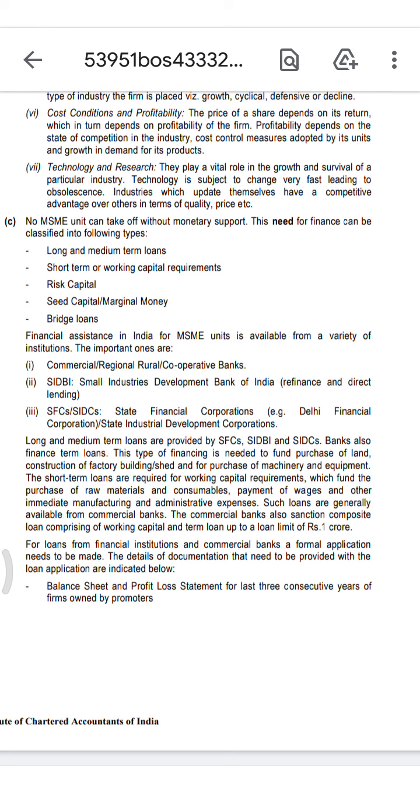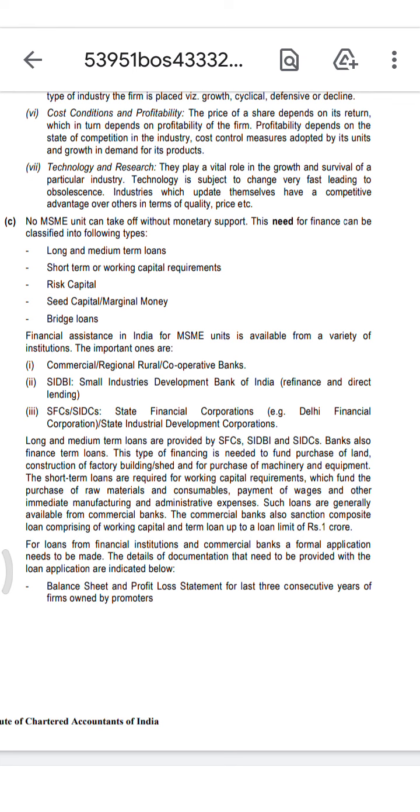Financial assistance in India for MSME units is available from a variety of institutions. The important ones are commercial or regional rural cooperative banks, SIDBI, Small Industries Development Bank of India, refinance and direct lending, SFCs, SIDCs, State Financial Corporations, example Delhi Financial Corporation, State Industrial Development Corporations. Long and medium term loans are provided by SFCs, SIDBI, and SIDCs. Banks also finance term loans.